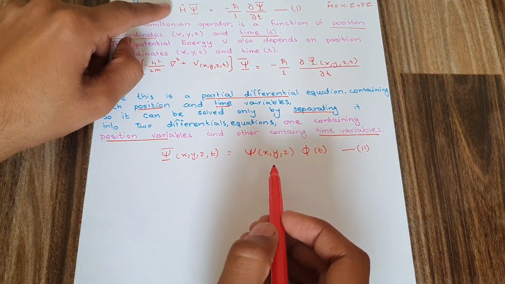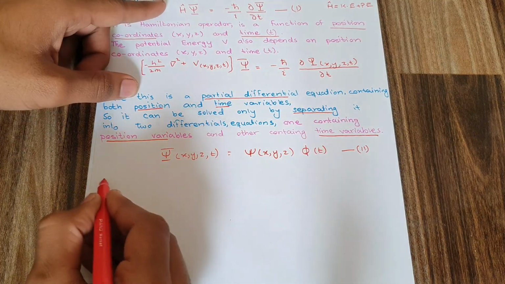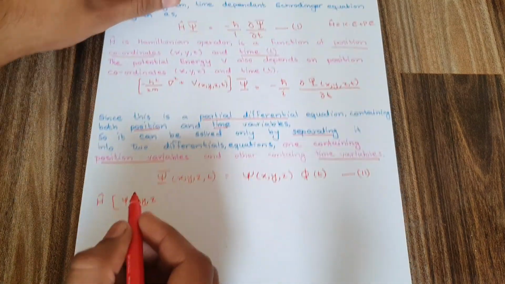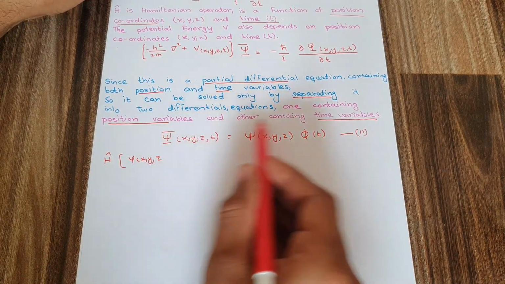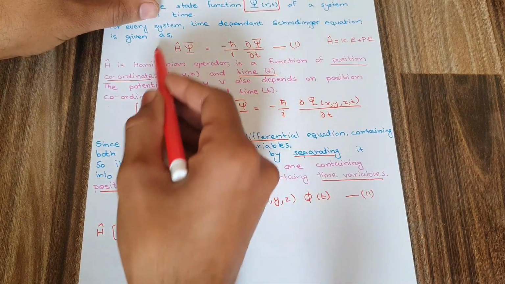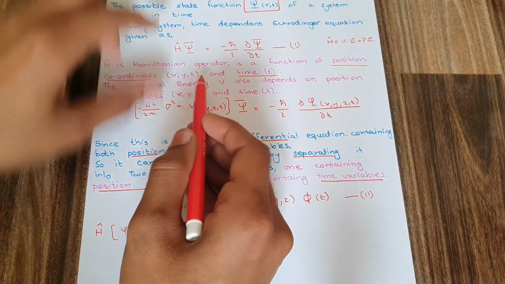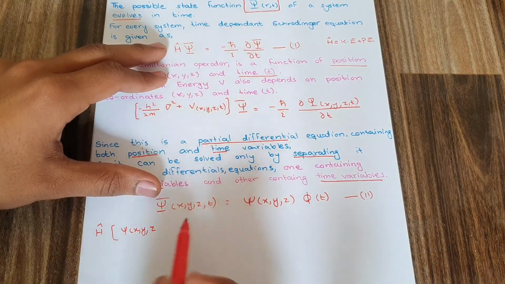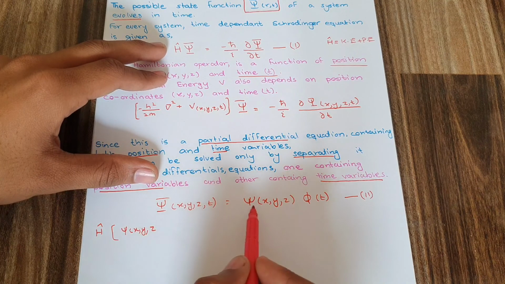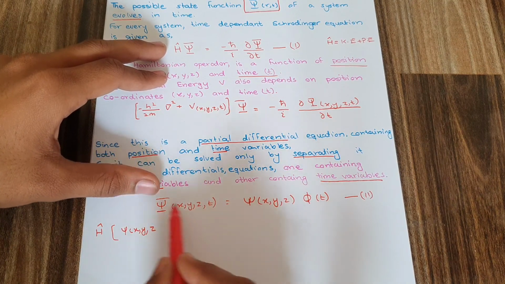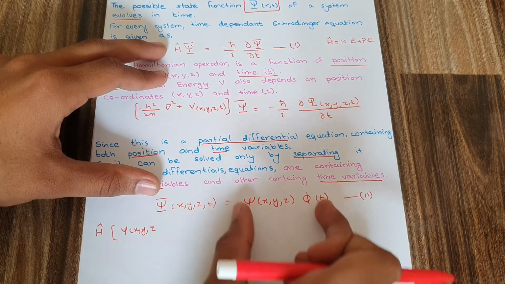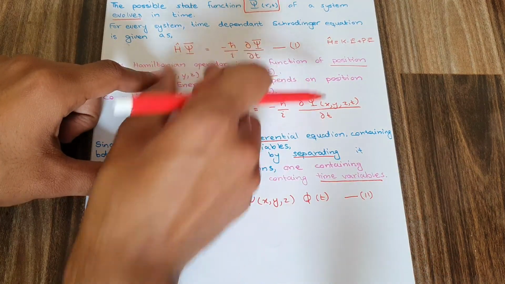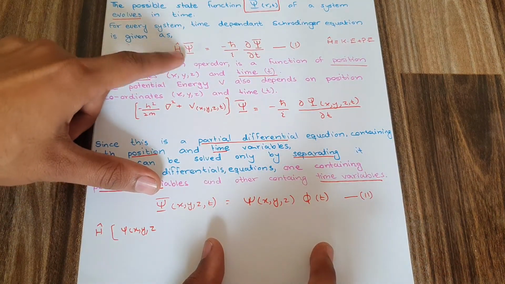So after putting the value, we plug in this value in this equation. How can we do that? Here I have psi(x, y, z, t), and I have broken it up into psi(x, y, z) and phi(t). So I just have to put this value here.